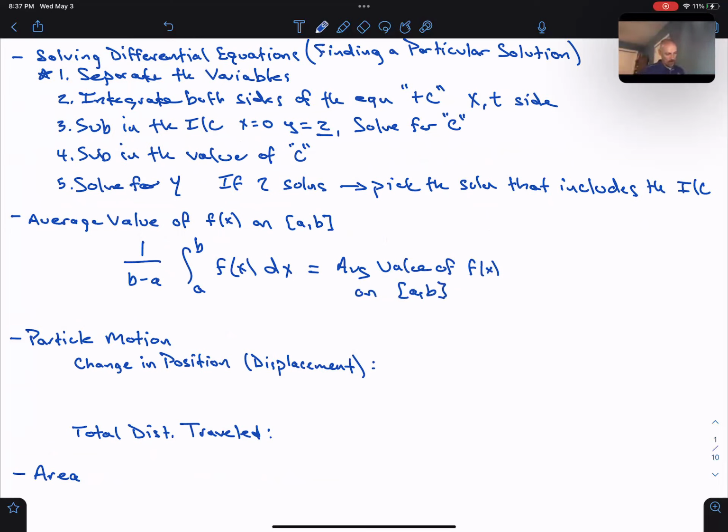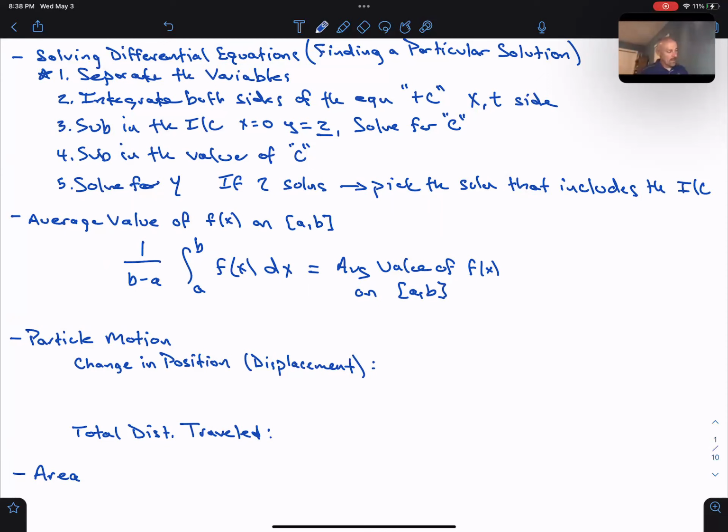Okay. Again, I just want to point out, this is not the average rate of change of f of x on the closed interval a to b. That would be f at b minus f at a over b minus a. This is the average value of our function f of x on the closed interval a to b.